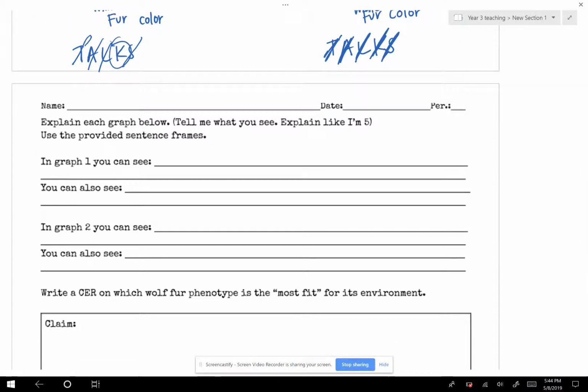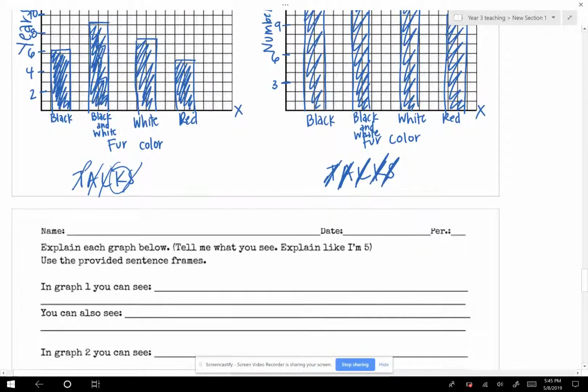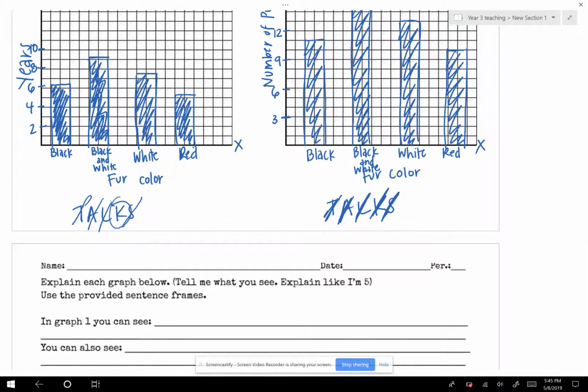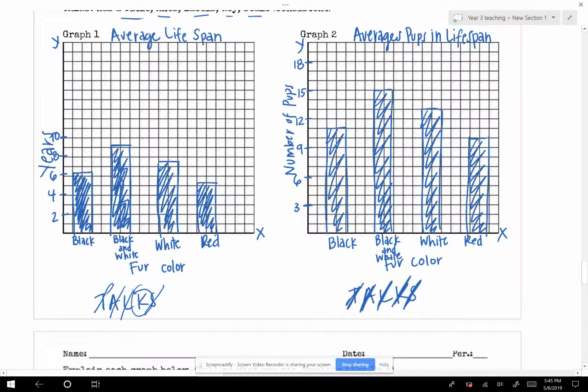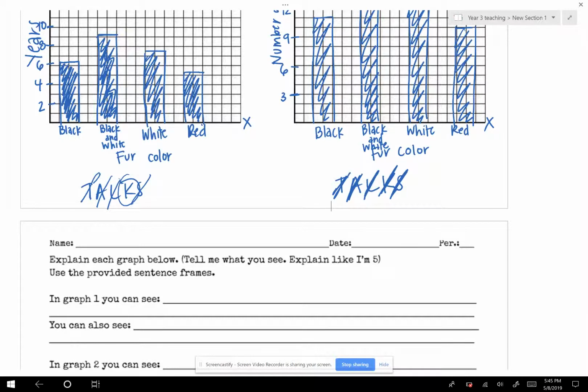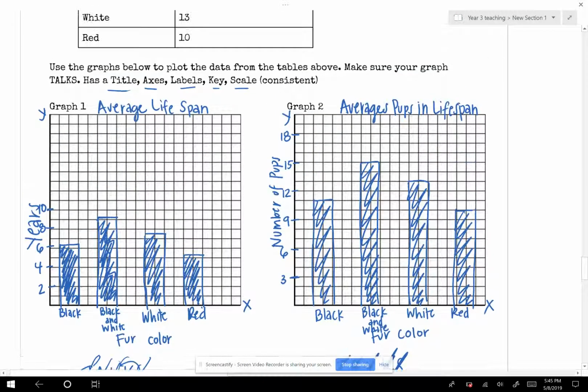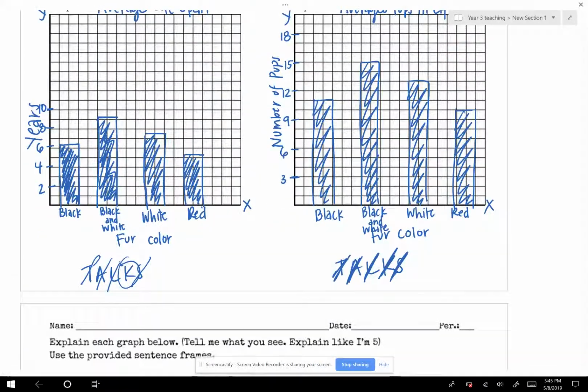Okay, so now we have to explain things that we see, right? It's very, very simple if you explain it like you're tiny, right? So every little detail matters, okay? So in graph 1, you can see blank. We're looking for trends, guys. We're looking for patterns. So in graph 1, we're going to point out the obvious, right? That we have the black and white fur. The black and white fur wolf lives the longest, right?